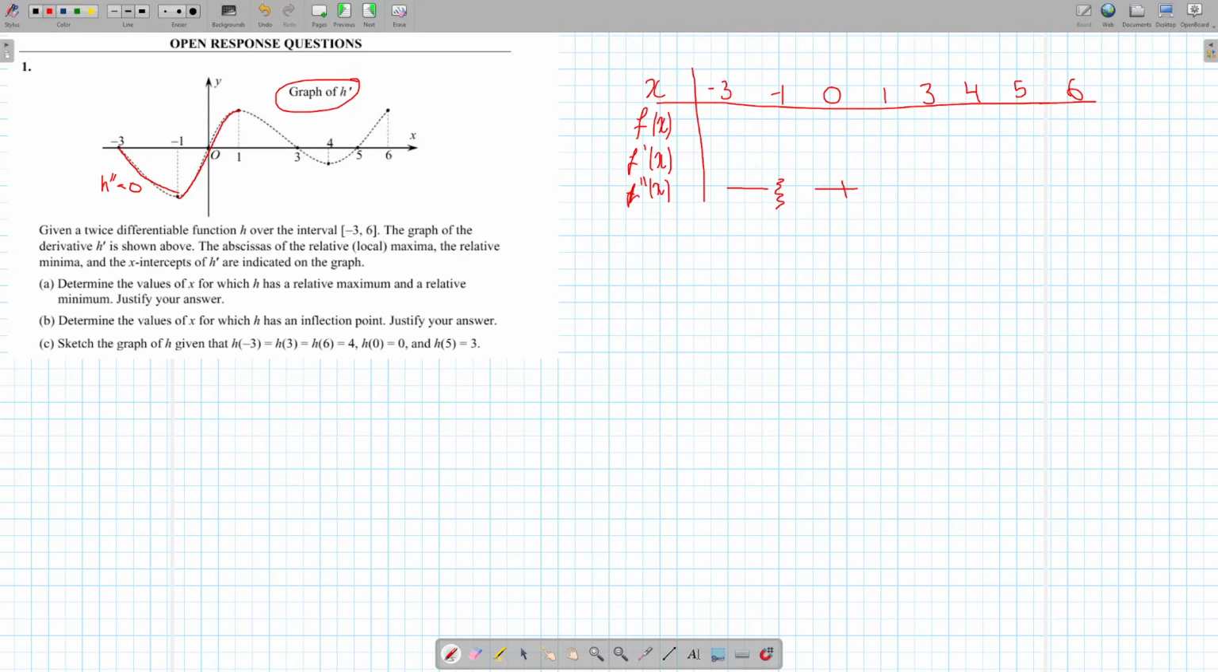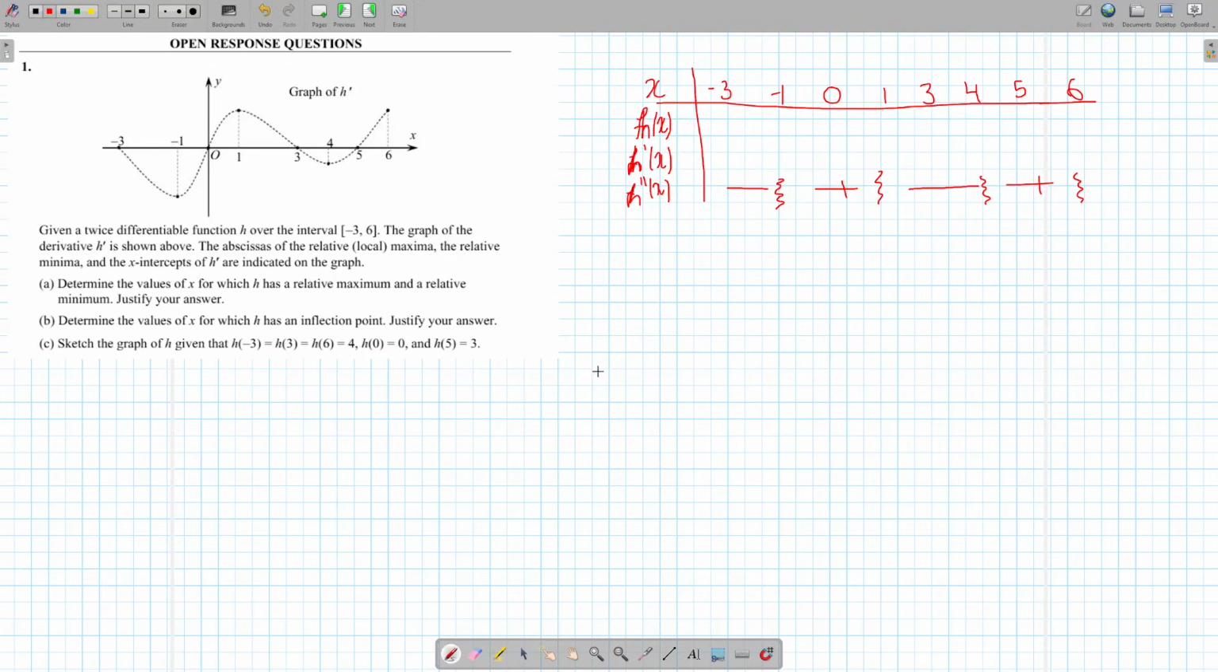It shouldn't be f, sorry. It should be h, because they said h. Okay. So it's positive. And then from 1 until 4 it decreases. So negative. Then from 4 up until 6 it's positive. Okay, cool. Now what else can we see?